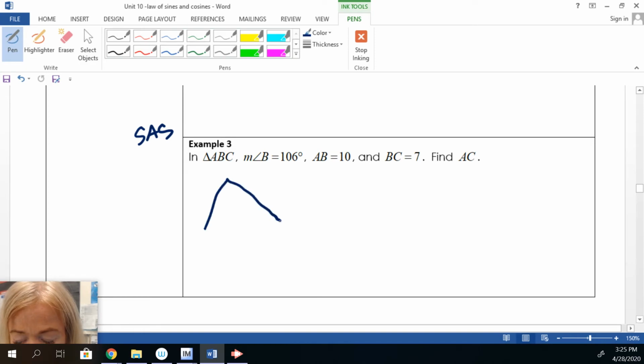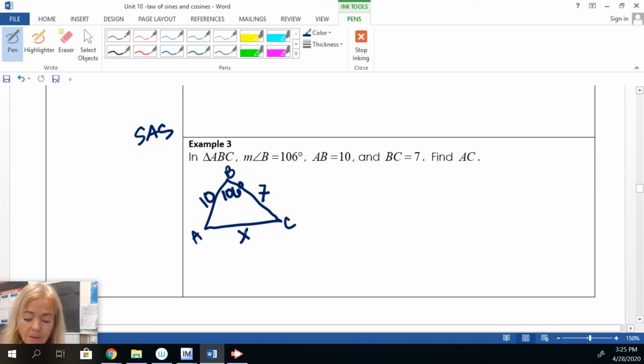So what you're going to do is draw a triangle ABC. Now, it doesn't matter where you put the A and the B and the C as long as you set up where the appropriate measures are. So if it says measure of angle B is 106, you want to make sure you put that at angle B. Side AB is 10, side BC is 7, and you're asked to find AC, that side right there. Okay. So that looks like this is all set up perfectly. You have the angle 106 right here and the side x that you're looking for.